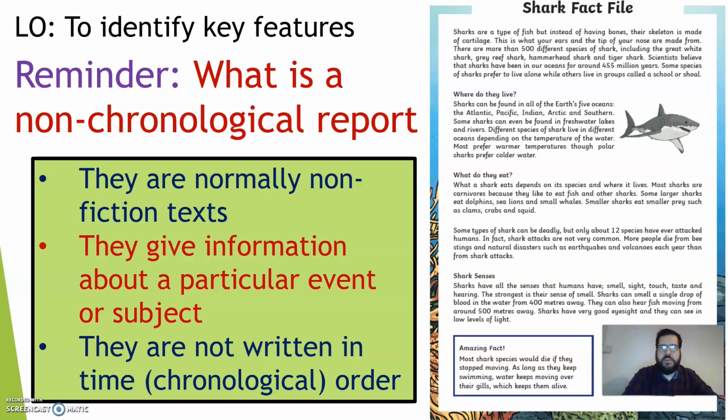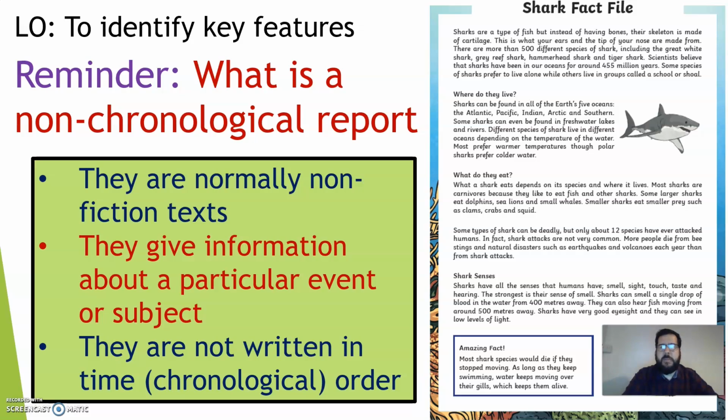They are normally non-fiction text. So you can see the one on the right-hand side there is about sharks. Sharks are real, they're swimming about in the sea, so therefore it is a non-fiction text. They give information about a particular event or subject, so this one is all about sharks. There is nothing in there about dolphins, mermaids, or badgers. It's all about sharks. They are not written in time or chronological order.